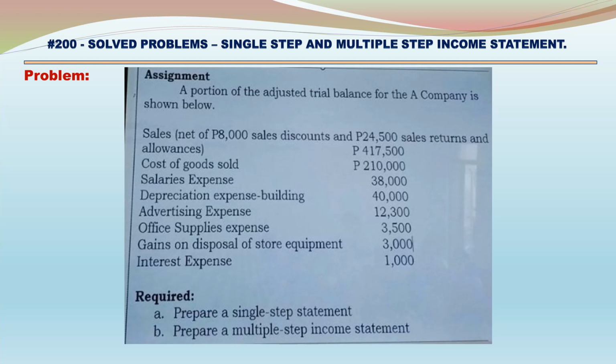Sales, net of 8,000 sales discounts and 24,500 sales returns and allowances, 417,500. Cost of goods sold 210,000. Salaries expense 38,000. Depreciation expense, building, 40,000. Advertising expense 12,300. Office supplies expense 3,500.